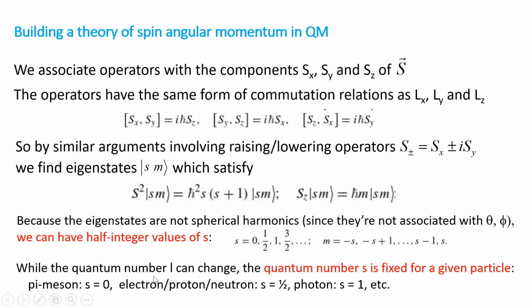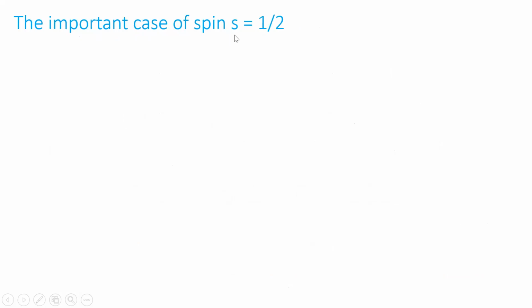So we're going to concentrate now on, since the electron and the proton and the neutron are so important in making up the basis of matter and the hydrogen atom and other atoms, the S equals 1 half case, because the way we build it and the mathematics of it are similar to the other cases. And it's the simplest non-trivial case because we only have two m values, minus 1/2 and plus 1/2, as we'll see. Okay, so the important case of spin S equals 1/2.